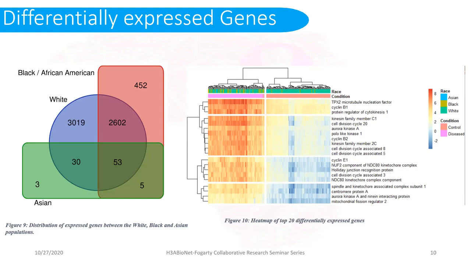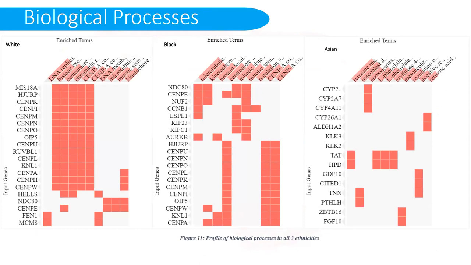We then ran an enrichment analysis of all our gene sets and found that the terms enriched in the Black and white populations were similar as compared to the Asian population. So for the white population, we find the terms being involved in processes that pertain to cell cycle division, chromosome assembly, and centromere assembly. The Asian group, on the other hand, had processes enriched basically in metabolic processes, such as the retinoic acid metabolic process and the tyrosine metabolic process.